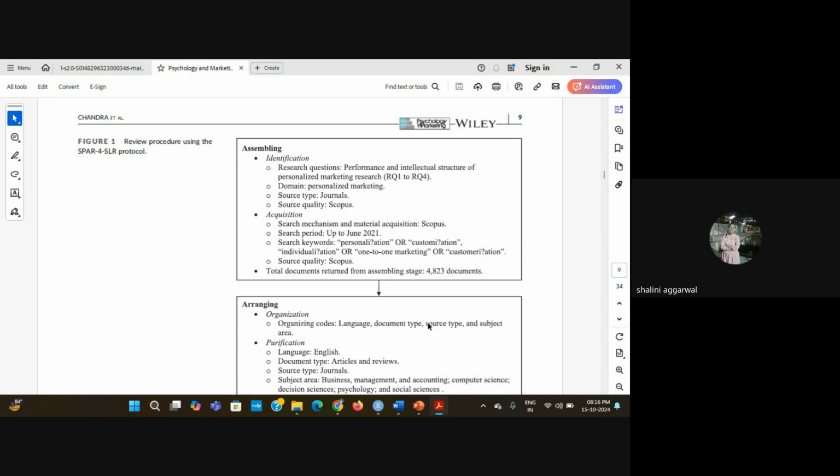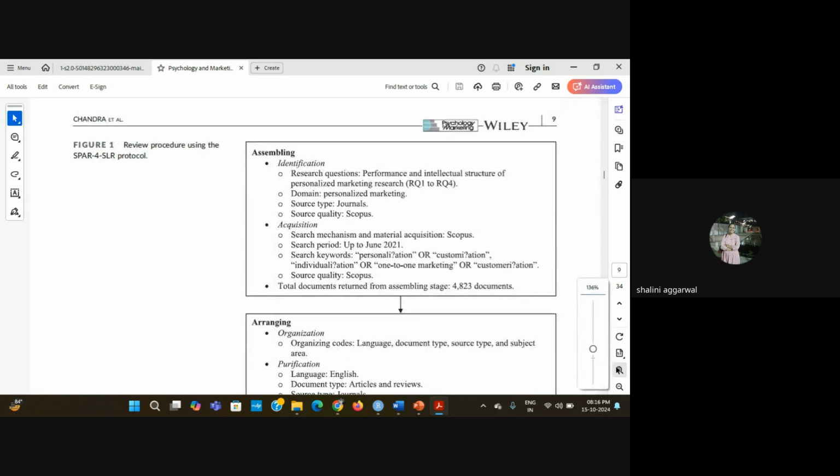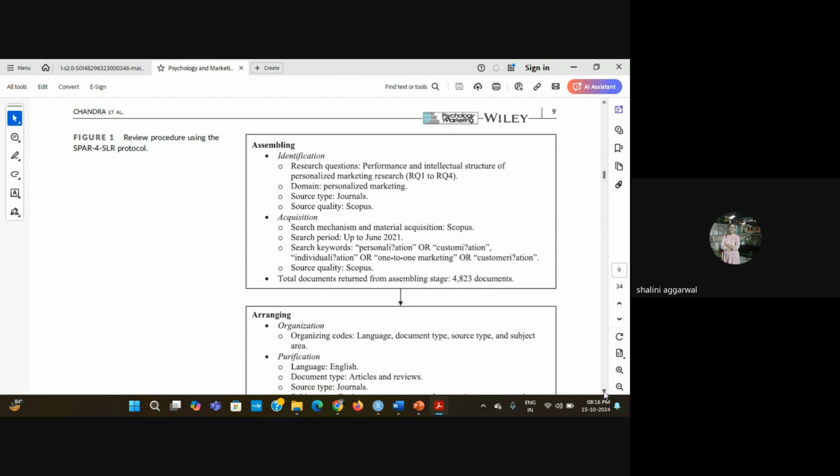Are you able to see this, or should I increase the font size? Let me increase the font size. So you just have a look at this. Like they have written the research questions. You can even write the research questions over here, right? It is not mandatory that you have to follow everything the way they have written. You can make certain changes according to your own, right? So here they have talked about research questions in assembling, but they have not written it. But if you want, you can write it down here as well.